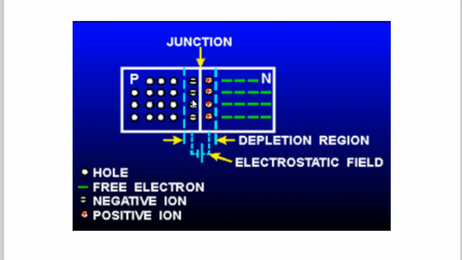How long will it continue? Migration of electrons from n-type to p-type continues till equilibrium. Till equilibrium means until the total number of electrons in the outermost shells on the right hand side of the n-type material becomes equal to the total number of electrons in the outermost shell on the left hand side of the p-type material. Just remember that.